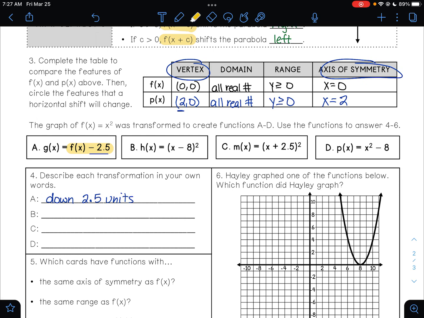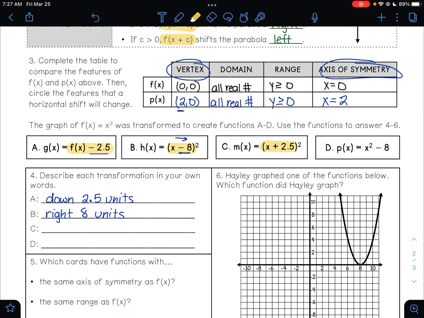Okay, when I look at B, notice that it is on the inside with the x. When it's on the inside, it moves left or right. And remember, it moves opposite of what it looks like. So what I mean by that is that we would think that that would be a minus 8, but it's opposite. It's really moving to the right 8 units.